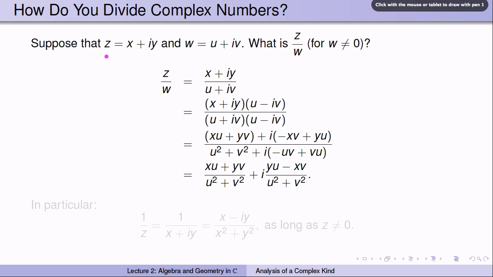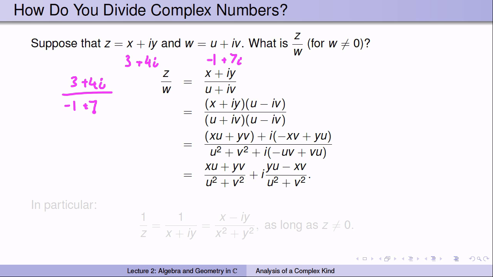Let's do this whole calculation with actual numbers. So suppose z is 3 plus 4i, and suppose w is -1 plus 7i. And I wanted to calculate this quotient. So I wanted to calculate 3 plus 4i and divide that by negative 1 plus 7i. How do I do that?